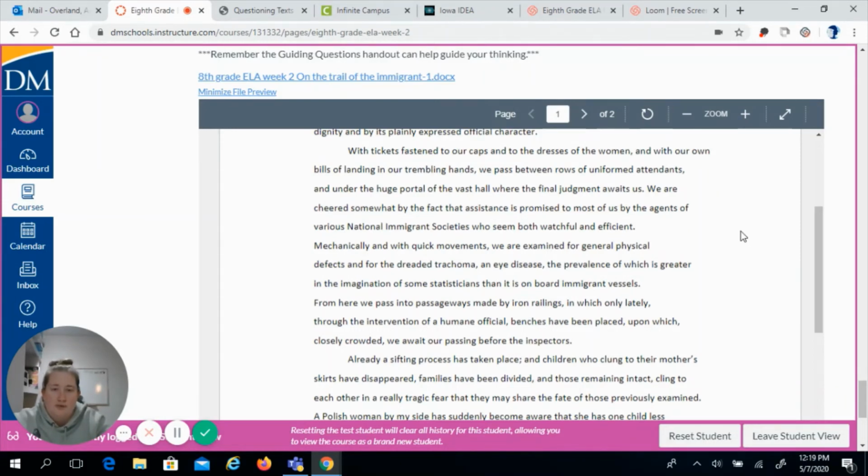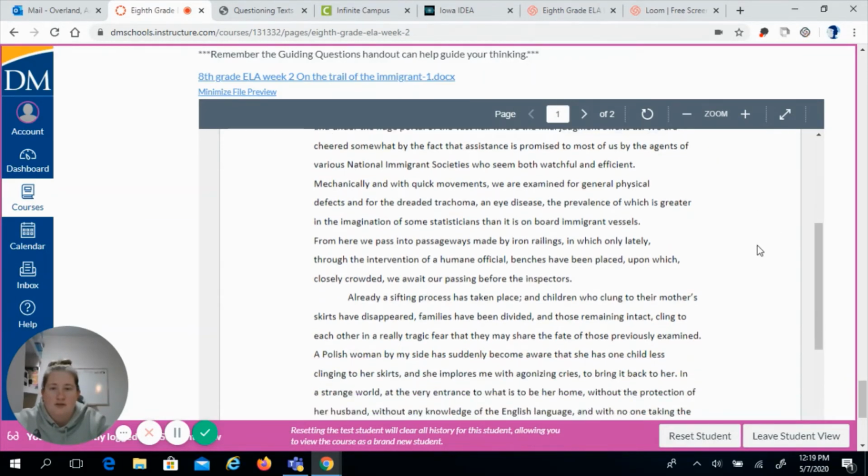Mechanically and with quick movements, we are examined for general physical defects and for the dreaded trachoma, an eye disease, the prevalence of which is greater in the immigration of some statisticians than it is on board immigrant vessels.